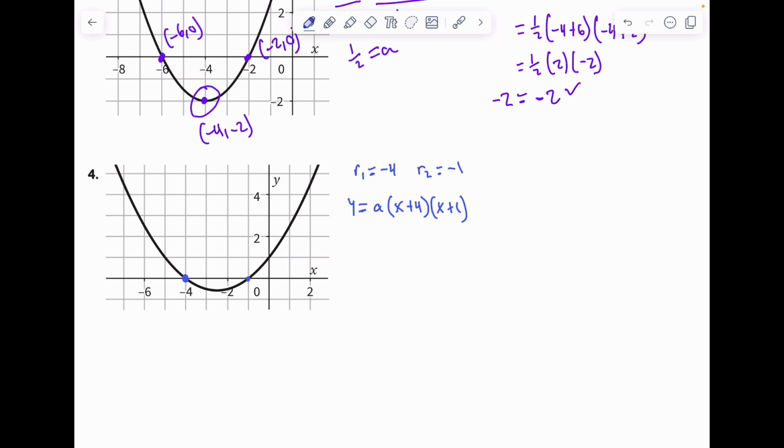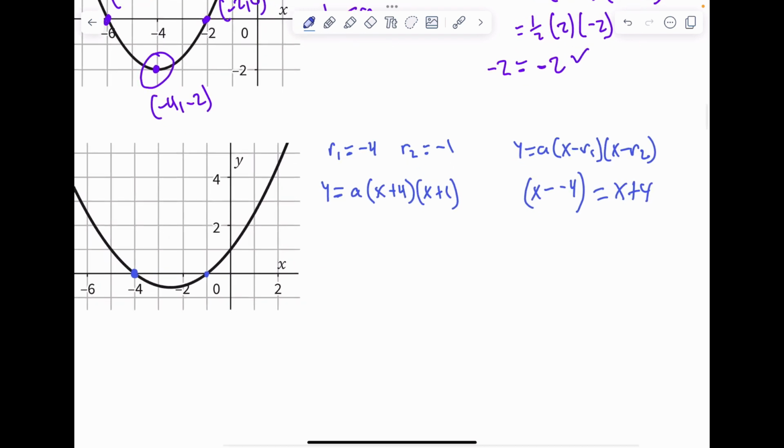Where am I getting those values from? So I know that my factored form is supposed to be x minus r1, x minus r2, right? But if I have x minus negative 4, this becomes a plus 4, which is equal to x plus 4.